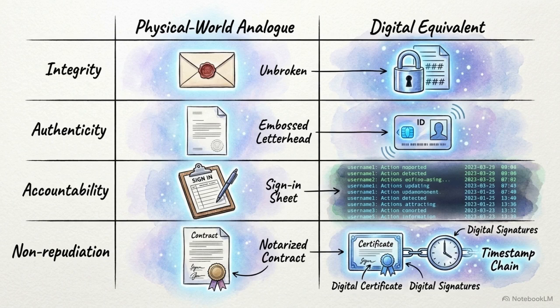Governance requires a similar distinction between accountability and non-repudiation. Accountability tracks an action to a specific user. It functions like a physical sign-in sheet, supported by digital access logs. Non-repudiation provides undeniable evidence that an action occurred. Like a notarized contract, a time-stamped, tamper-resistant digital approval record prevents a user from legally denying their involvement later.